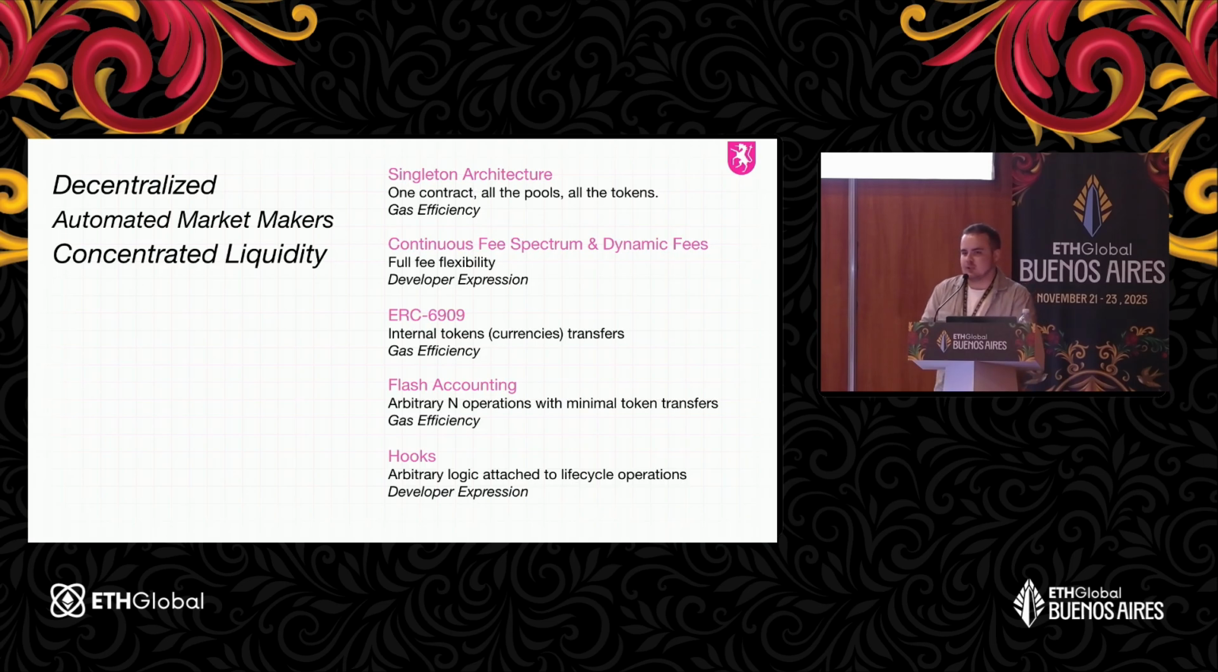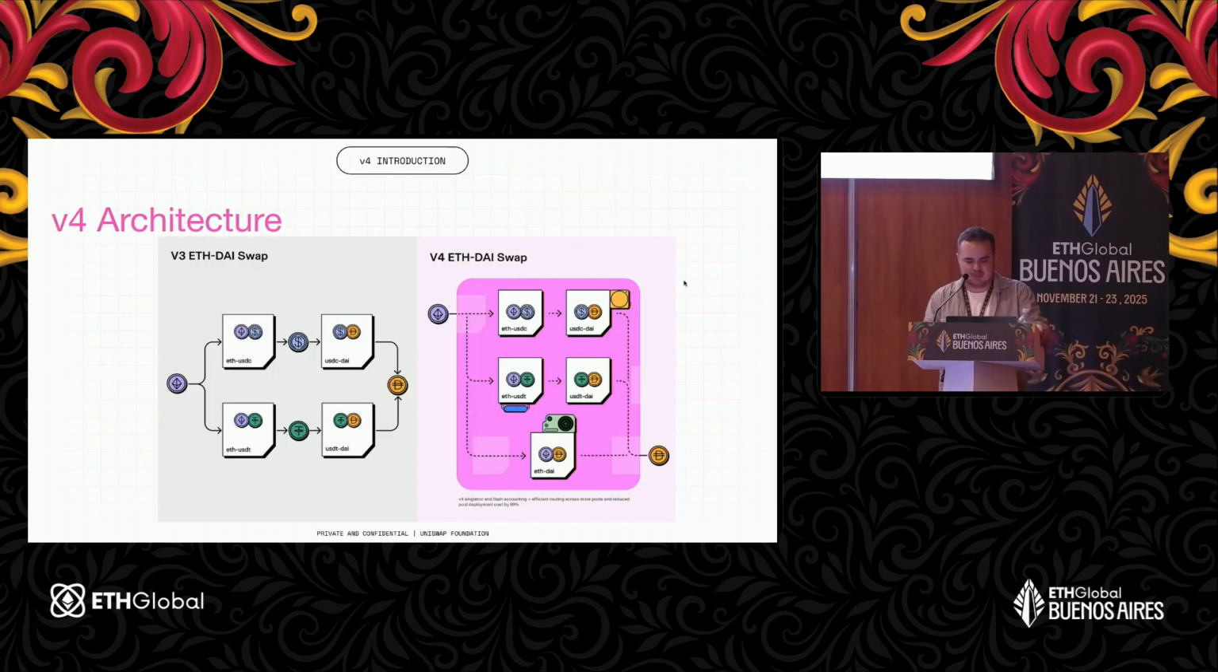There's flash accounting. This means that you can do a lot of trades, and at the end of the trade, you will check the deltas, the balances, and check that everything is fine. So you can also do something similar to flash loans or other interesting stuff when routing inside a pool manager. And there's hooks. That is the most important and fun thing that we will be covering today.